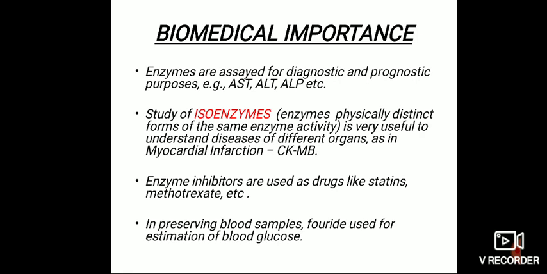And enzyme inhibitors are used as drugs like statins, methotrexate. Statins are cholesterol lowering drugs which are competitive inhibitors, and they competitively inhibit the HMG coenzyme A reductase enzyme. And in preserving blood samples, like fluoride is used for estimation of blood glucose.